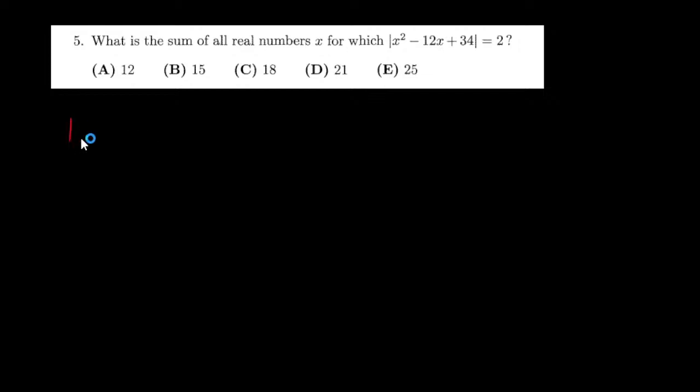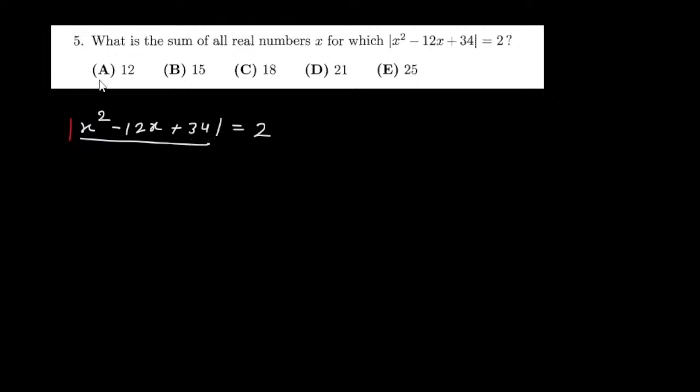In mod we have x² − 12x + 34, and this is equal to 2. So we have to find all possible values of x. Now this modular sign we use to indicate positive value. So here this x² − 12x + 34, its value could be either 2 or its value could be −2. I will get absolute value as 2 only.